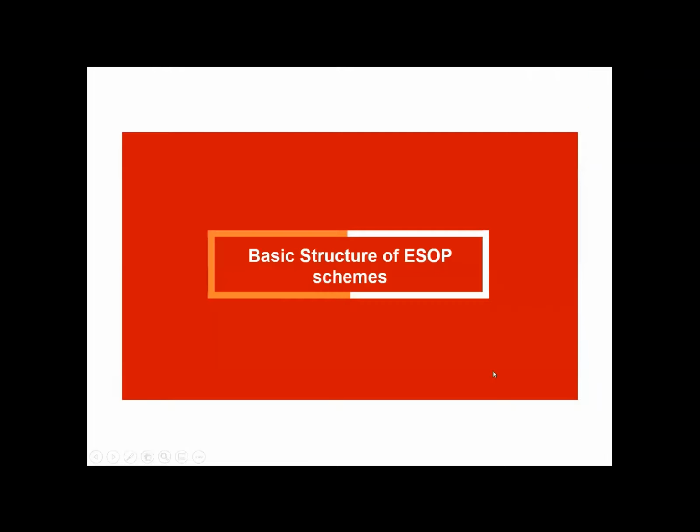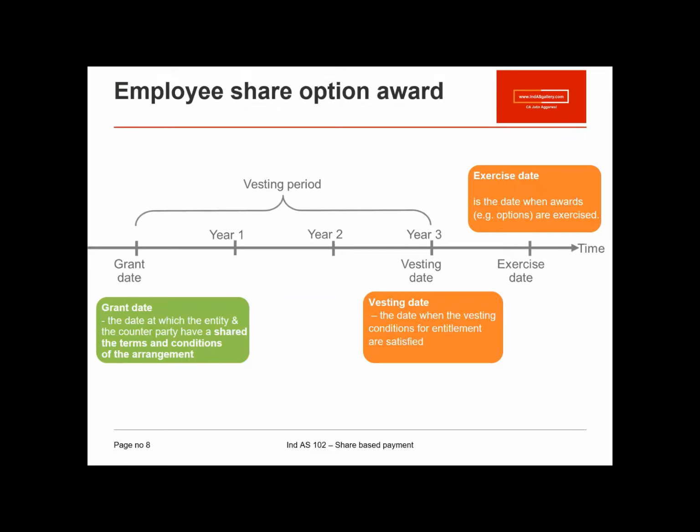Right. Let's understand the basic structure of an ESOP scheme. In a basic structure of an ESOP scheme, generally what you will find first is a grant date. This is the date on which an employer communicates to its employee that you are entitled to this kind of scheme and clarifies what the terms and conditions are that need to be satisfied for him to be eligible for these options. Normally what you will see is that these conditions are categorized into three criteria: service condition, performance condition, and market conditions. We'll talk about those criteria.